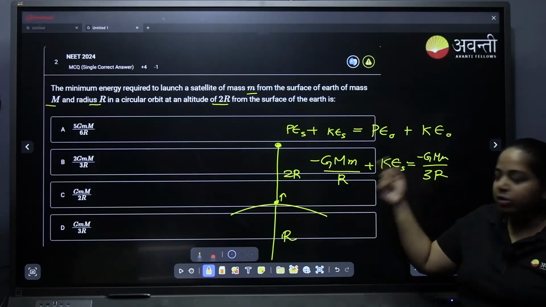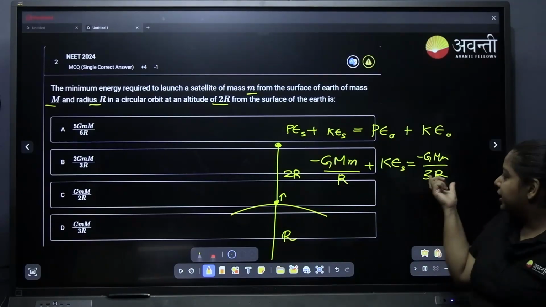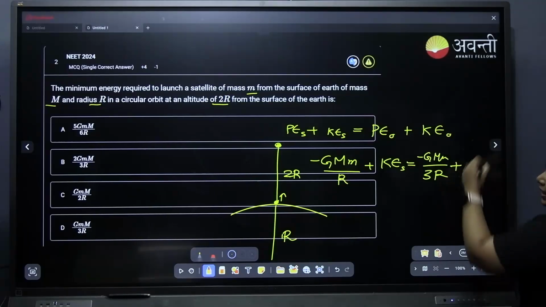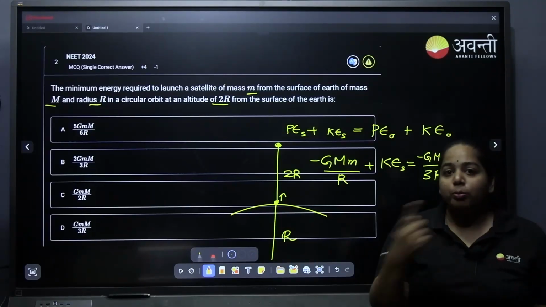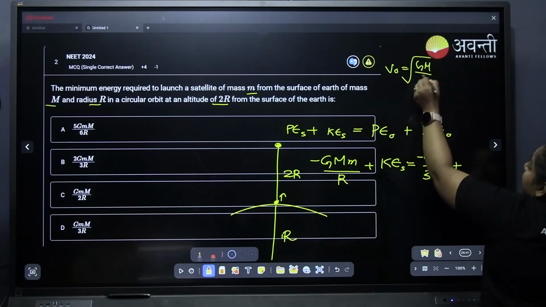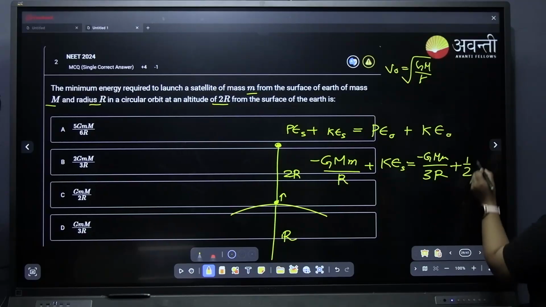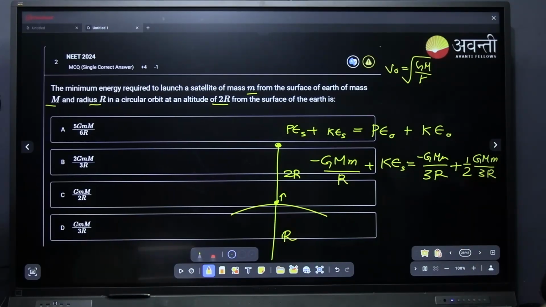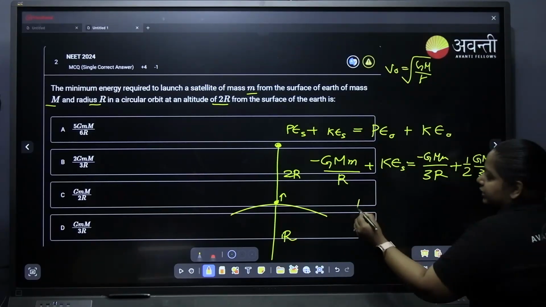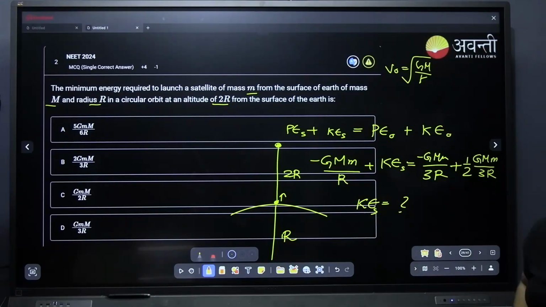Okay, that will be the mistake you might do. You will substitute 2R there, but from the center of Earth we have to see, that will be 3R, plus kinetic energy at that point. There it is having orbital velocity, right? Orbital velocity is equal to root GM by r, radius. So substitute that. So you will have half GMm by 3R. This will be the formula. You have to solve for kinetic energy at the surface. Solve first.